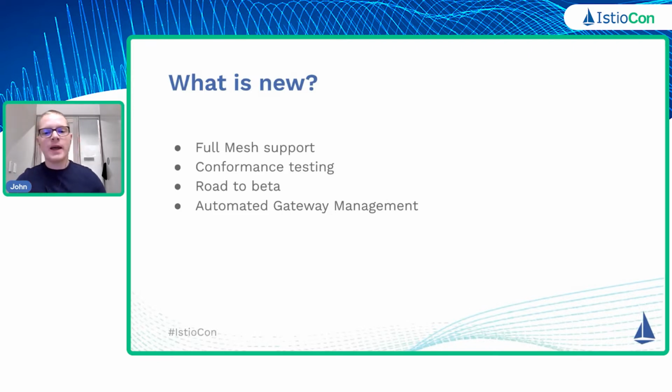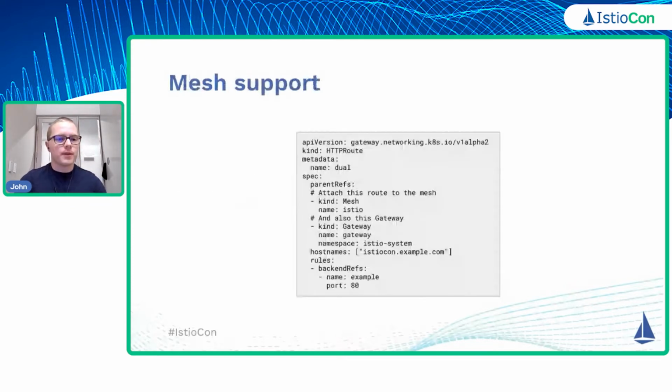But what I want to talk about now is what's new. So yeah, I'll go over all these things. The first thing is mesh support. The API has been driven largely from the perspective of ingress first, but not ingress only. Istio is one of the vendors pursuing the mesh angle on it, and we're prototyping what that looks like in the new API.